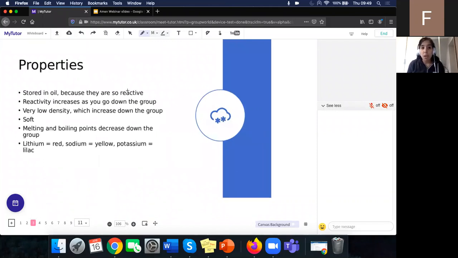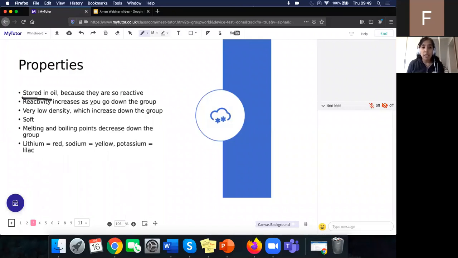And we need to know why that is. So before we go into that, because they're so reactive, we store them in oil. Because we store them in oil, it means that they don't react with oxygen in the air. Because they're reactive, they tend to react with oxygen in the air. So if we store them in oil, the oil protects the metals and stops them reacting. That's why often at school, if you've done reactions with them, you'll find them stored in jars of oil.